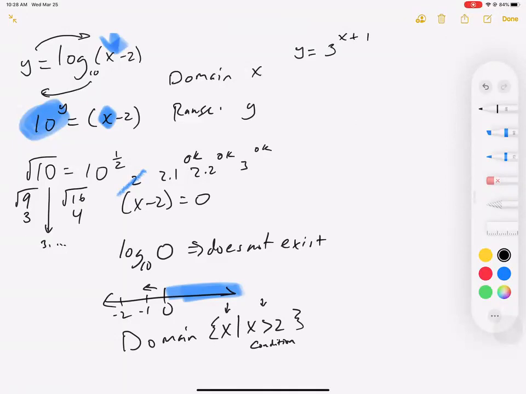Anybody have a question about domain? Okay, if you want, you can raise your hand. I can see it when you raise your hand.